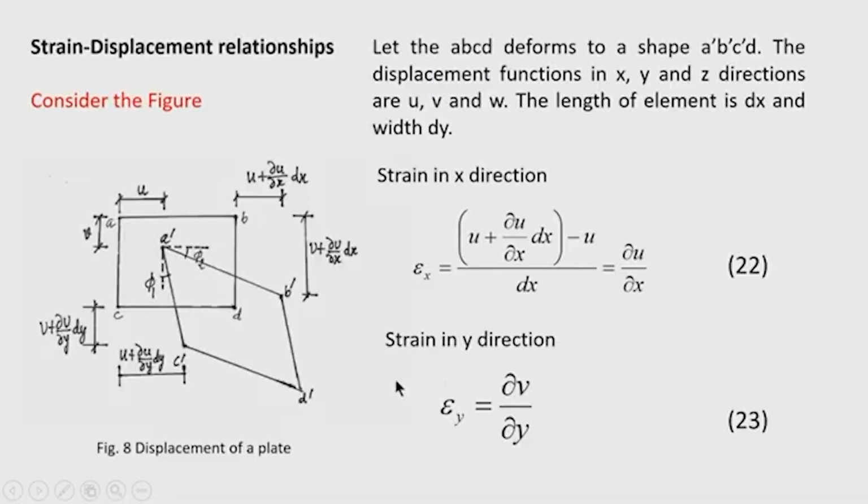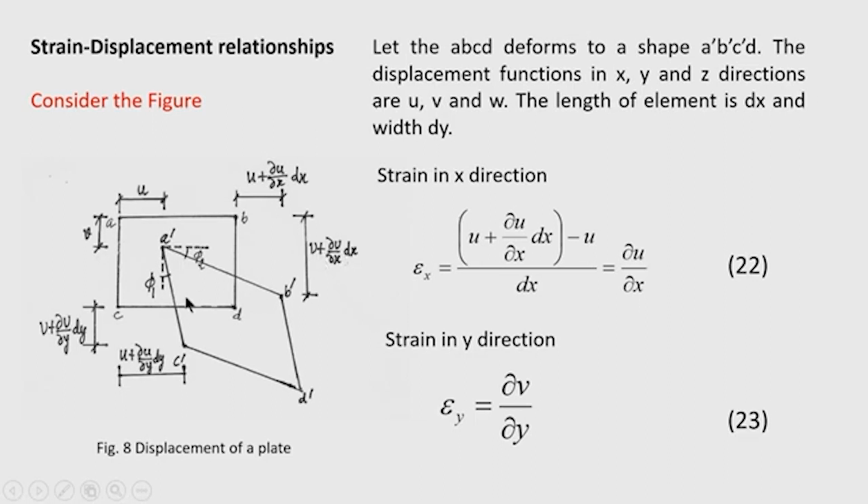Okay. Let us now come to the strain displacement relationship. So, a plate here whose length is dx and width is dy is deformed to this shape. Originally this plate was ABCD, now it is deformed to A', B', C' and D'. So, for the displacement of the point B, you can see two components of displacement we are writing here: u + ∂u/∂x dx, this is the x component, and the y component is v + ∂v/∂x dx.